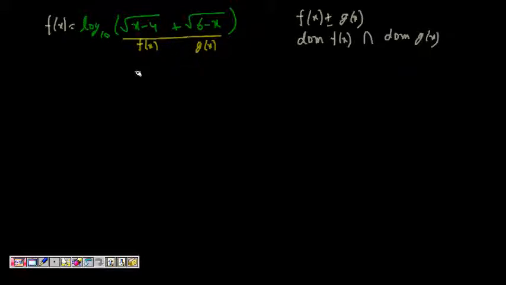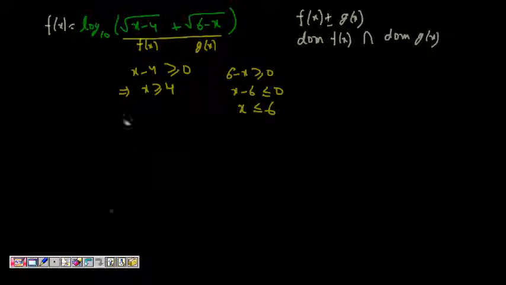So f of x is defined when what? A square root is defined when inside the square root there is a non-negative number. So x minus 4 should be greater than or equal to 0, which implies x should be greater than or equal to 4. For g of x, 6 minus x should be greater than or equal to 0, or x minus 6 should be less than or equal to 0, or x is less than or equal to 6.